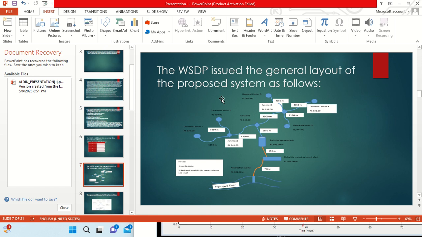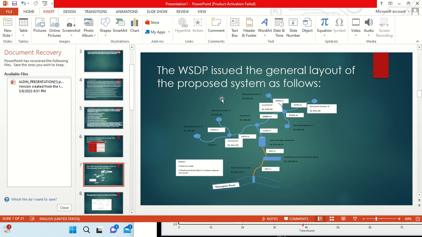The general layout of the proposed system is as follows. We're going to look at how it is initially designed. As we see at the bottom, we have a river called the Nyangwe River. From there, we have the Shikahilo water treatment plant, and then a bulk storage reservoir. We've also got junctions, pipes, and demand sensors, which will be the townships.